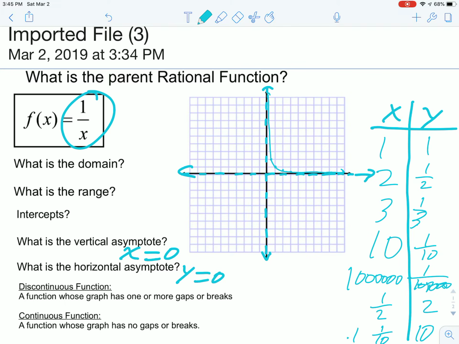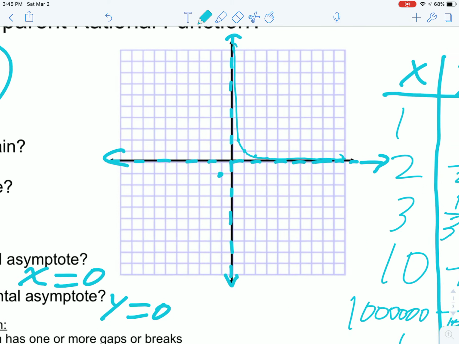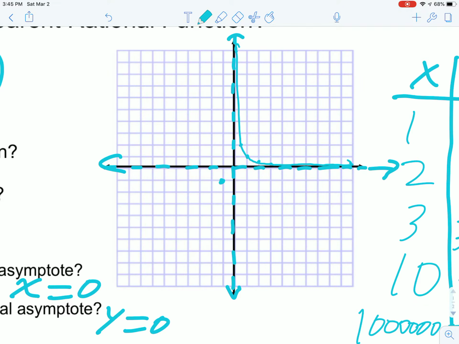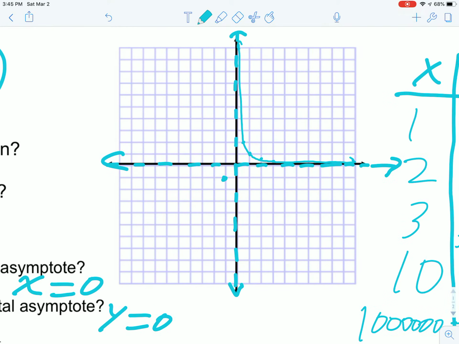Similar things happen on the negative side. If you plug in -1, then you're doing 1 divided by -1, which would just be -1, no problem there. If you do, let's say, -10, 1 divided by negative 10 is negative 0.1, so that's going to be, say, around there.